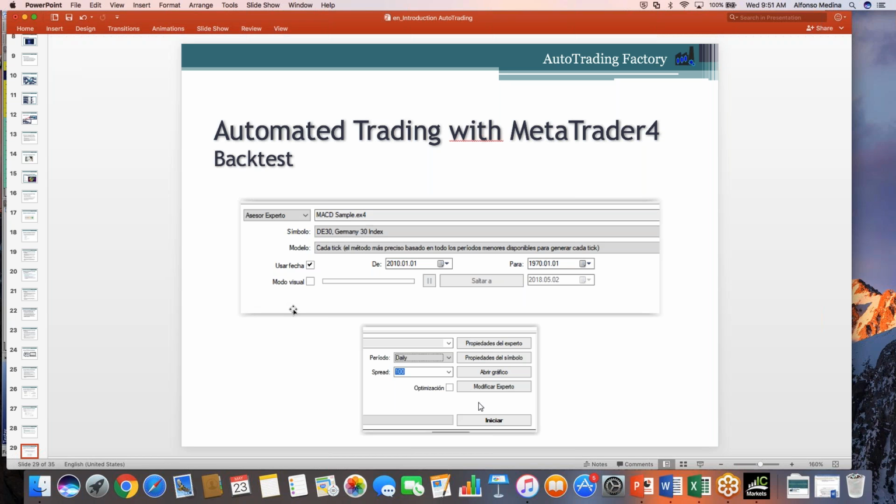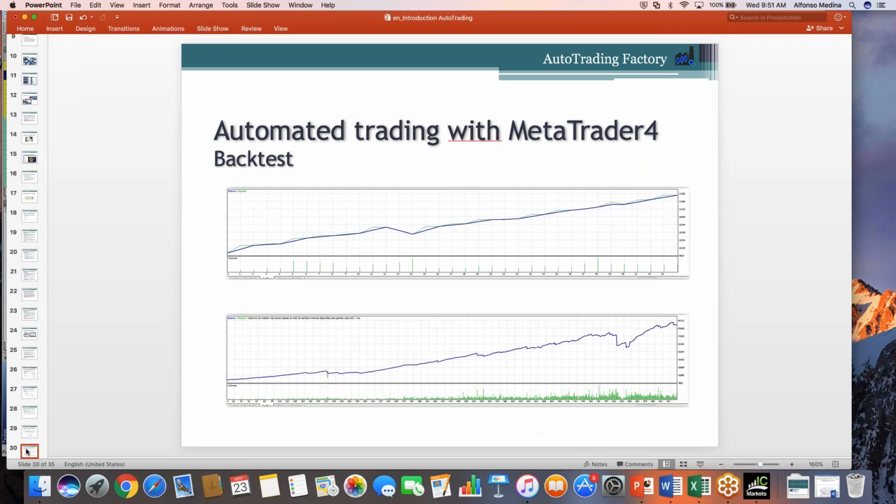So don't worry. Here is where you choose your expert advisor and what you want to run it against. Here we have an index. You can run it against currency pairs as well. The method you want to use, the dates, time frames, and also spread. As the backtest is running, this is what you'll see in the graph part. This will give you a very basic view of what is going on with your balance while it's running.